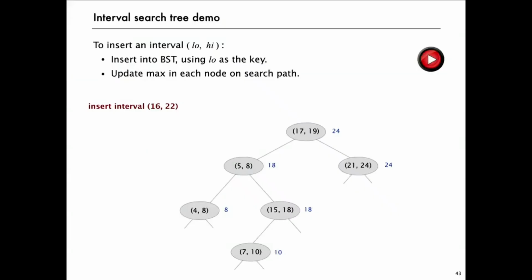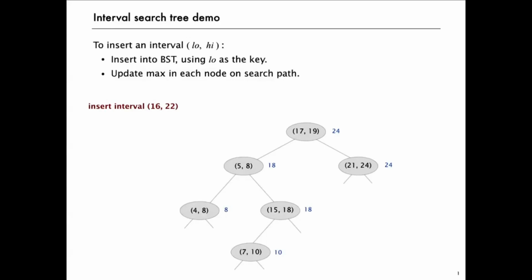So let's take a look at an insertion into an interval search tree with a demo. All right, the insertion algorithm is pretty simple. We do the BST insertion, it's just that we have to update the maximum in each node on the search path. So to insert 16, 22 in this tree, we use the left endpoint as the search key. 16 is the left endpoint of our insert interval. We compare that with 17 and therefore go left.